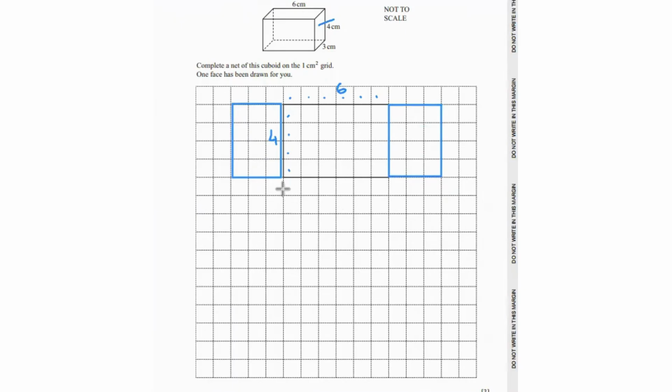Then we have 6 by 3 over here. This is the top, and then again the side, 6 by 4, and then again 6 by 3. So this is a complete net of this cuboid.